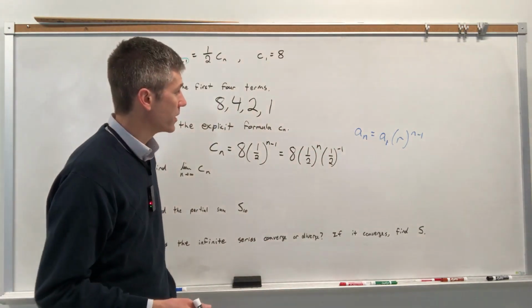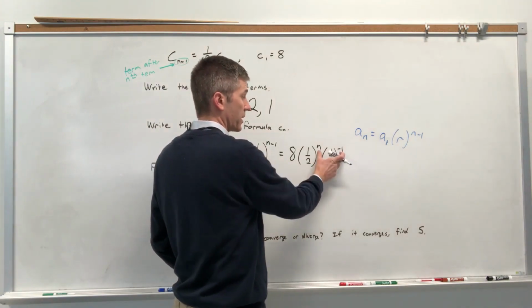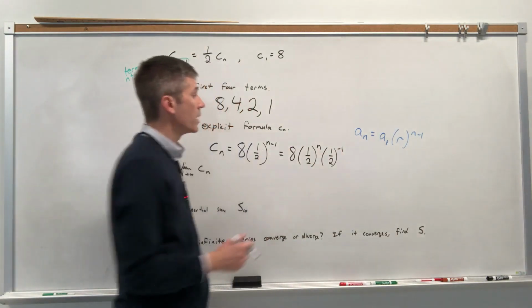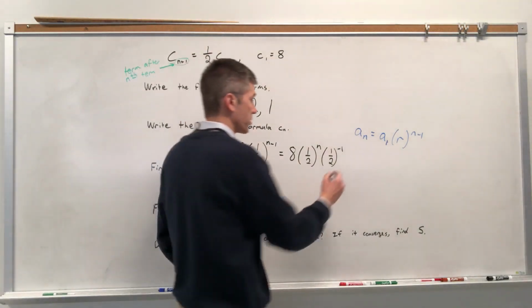Because it's fun, let's do it. Totally okay, you can do that. Separate these because if you put them back together, it'd be n plus negative 1, so n minus 1. So 1/2 to the negative 1 is the reciprocal of 1/2, which would be 2.